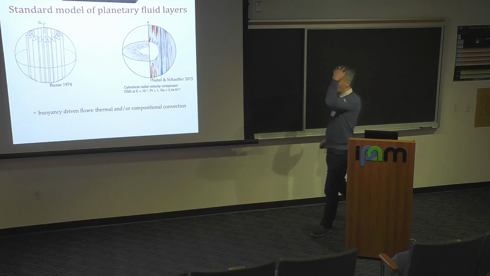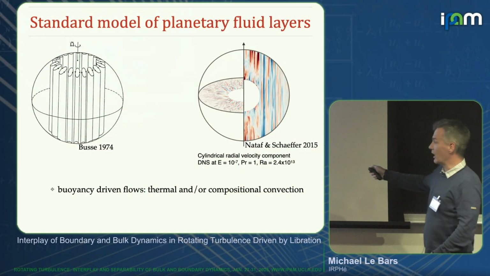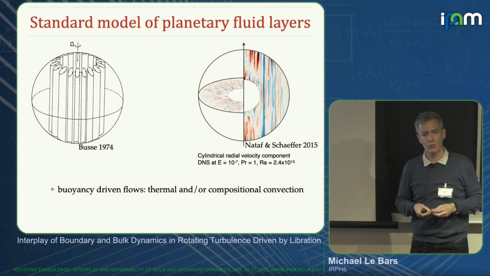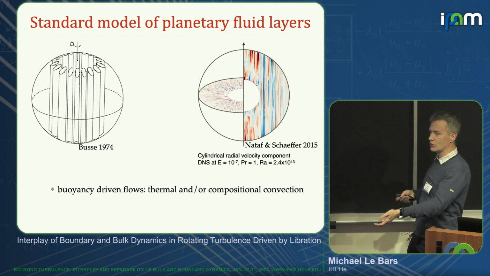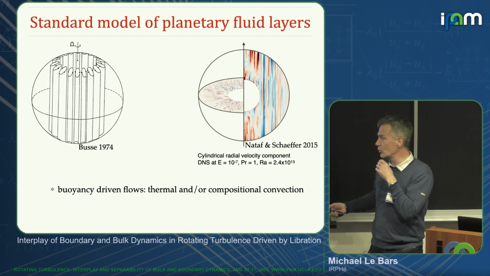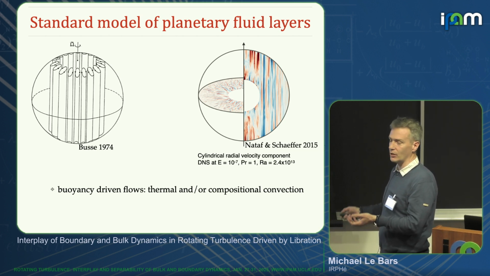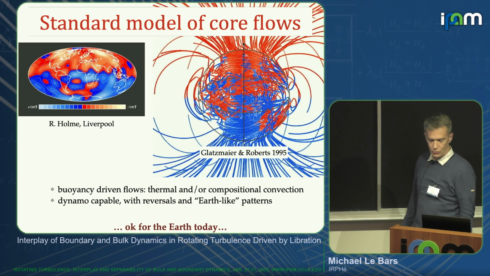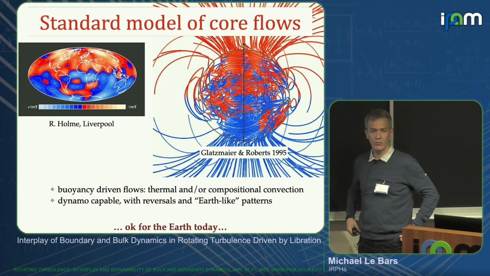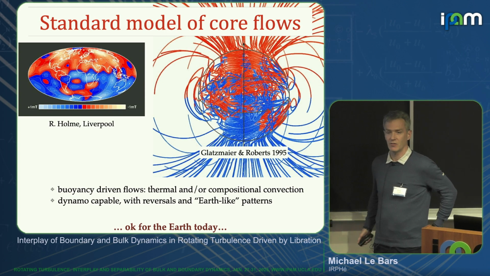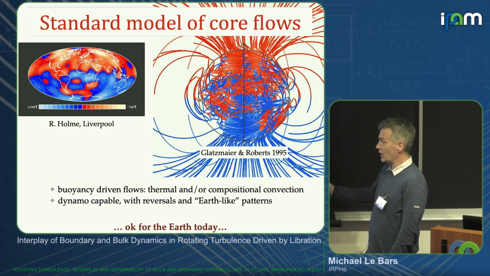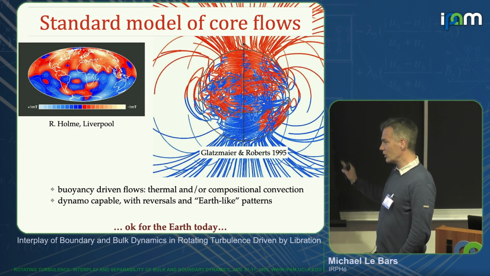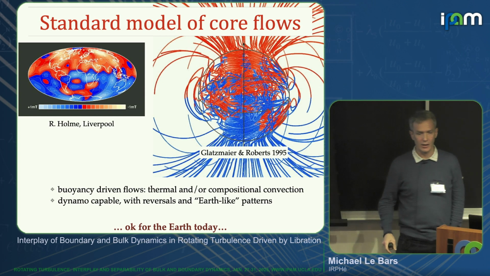Okay, so this is what we all know. The first way to drive intense motion in rapidly rotating cores or subsurface oceans, as we have seen this week, is through buoyancy-driven flow, and buoyancy-driven flow mostly aligned with the axis of rotation. And buoyancy-driven flow works perfectly well for lots of things, including the magnetic field of the Earth, for instance, with those reversals and so on. It works perfectly well for the Earth today.